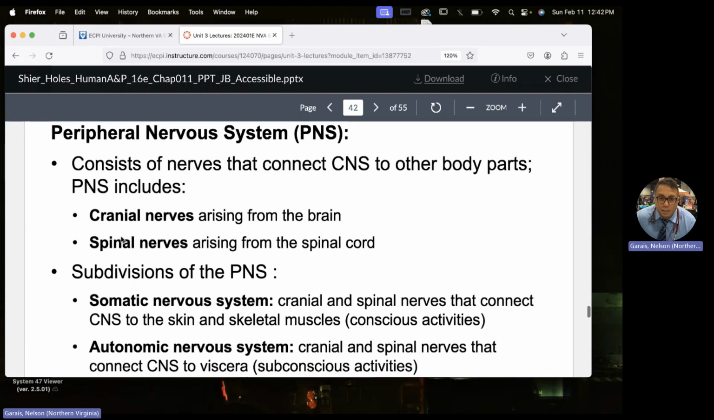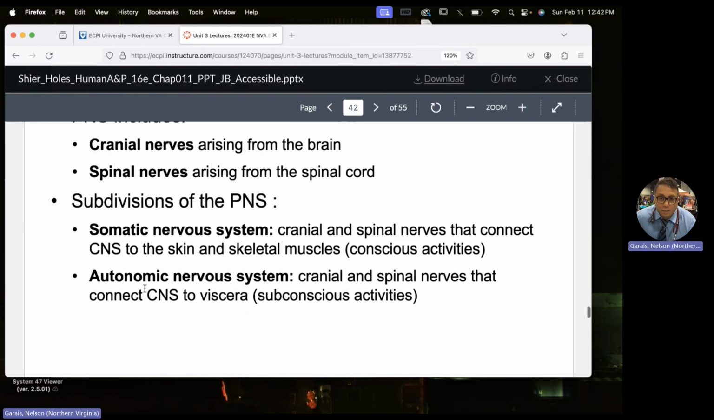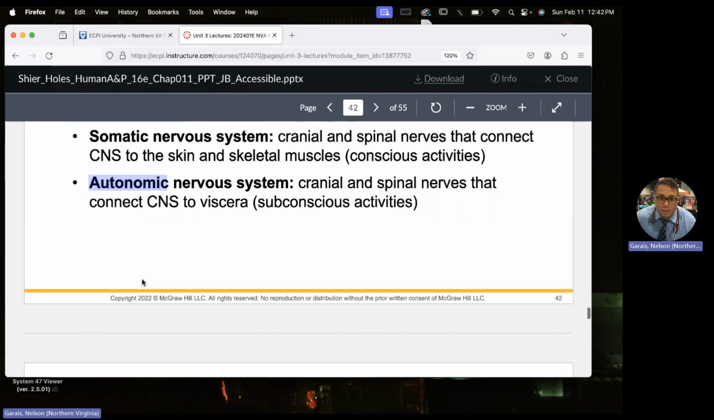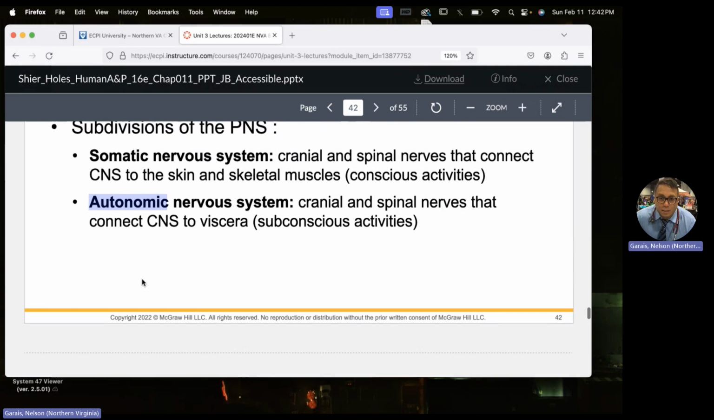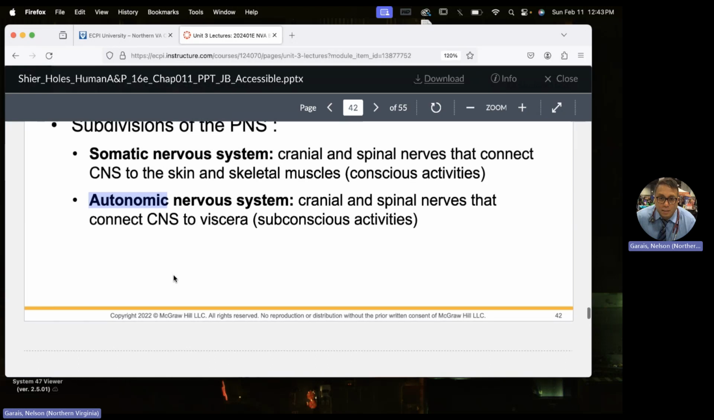Peripheral nervous system, cranial and spinal nerves. They are not part of the central nervous system. Somatic versus autonomic. Somatic, you're going to think skeletal muscles. Autonomic, you're going to think sympathetic versus parasympathetic. Remember, we talked about the different drugs. Remember, we talked about fight or flight, which is sympathetic nervous system, increased heart rate, increased blood pressure, and your pupils will dilate if you're what? Scared or if you're in a fight.